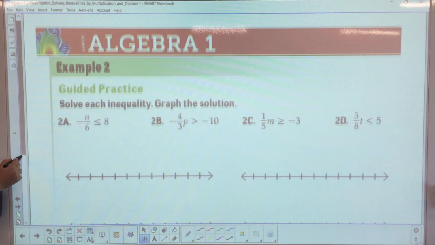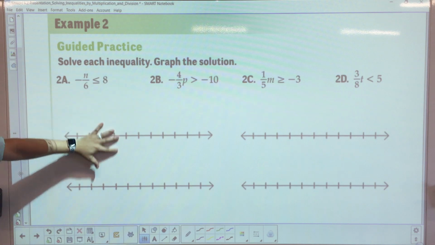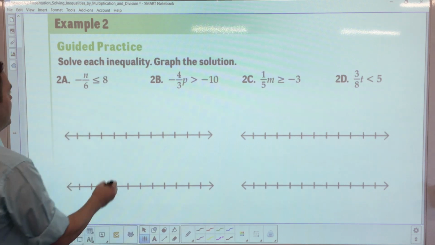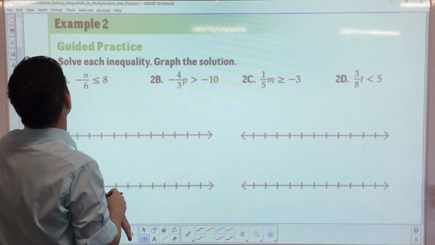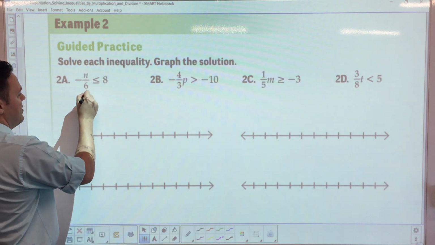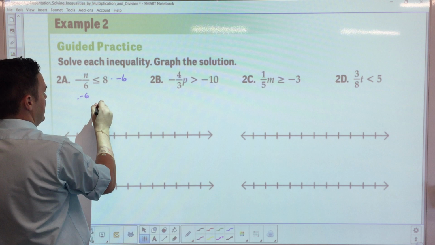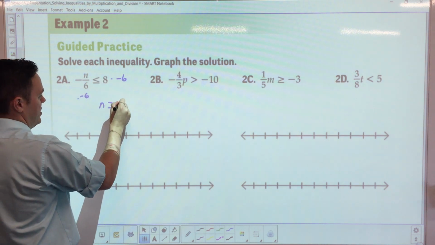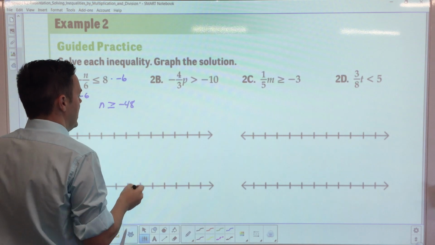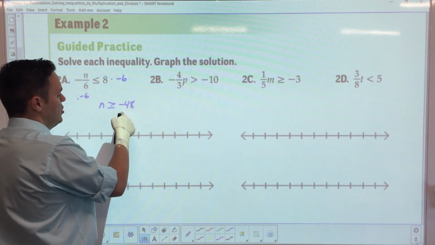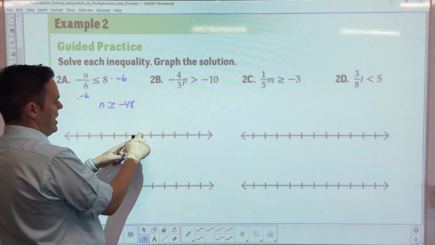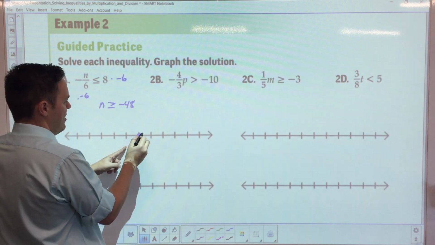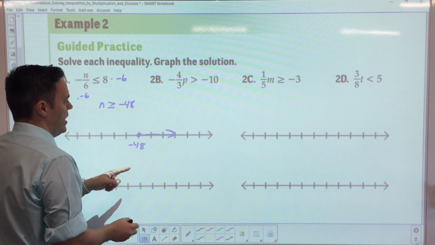On the work, ladies and gentlemen, please graph these out. There's a lot on here, but I want to make sure you understood the principles and philosophies. Multiply by negative 6, then you would have n, that's an n by the way, is greater than or equal to negative 48. If I were to plot this out, you would go to negative 48, a closed circle, and every number greater than that, so it's going that way.